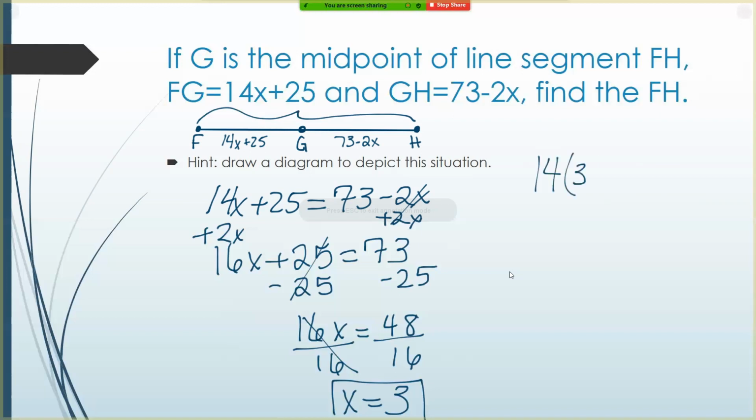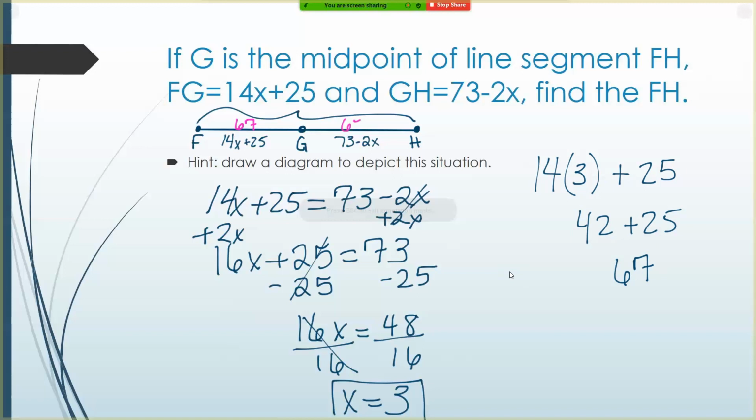Let's just plug it into the first one. So 14 times 3 plus 25. When we plug it in, 14 times 3 is 42, plus 25 is 67. Well, that tells me that the length from F to G is 67. Since I know that G is the midpoint of this line segment, I also know that this side has to be how long?